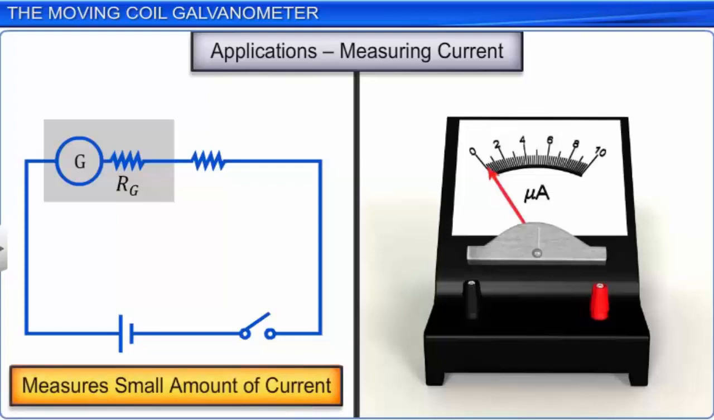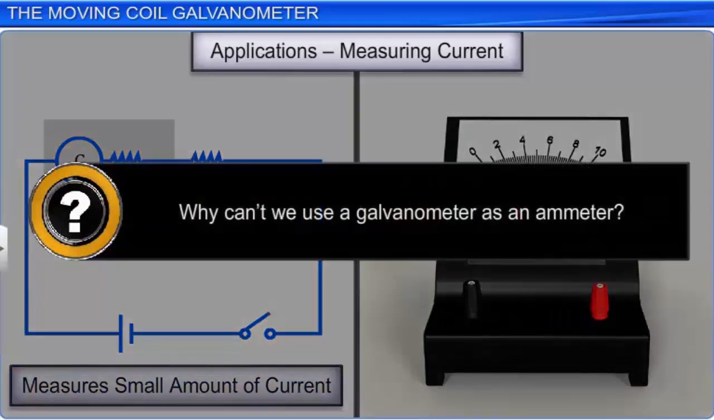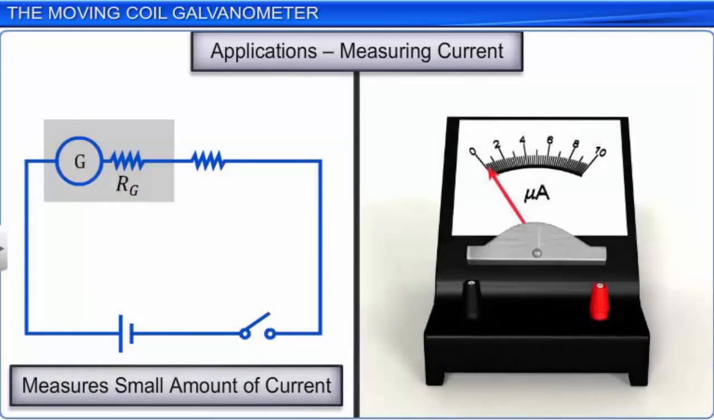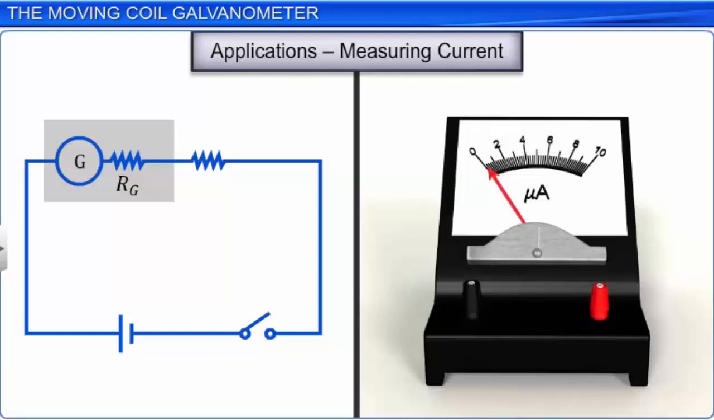Why can't we use a galvanometer as an ammeter? There are two reasons. The first is that the galvanometer is a highly sensitive device. The full-scale reading on the galvanometer is in the order of microamperes only. And the second is that, to measure the currents in electric circuits, the galvanometer has to be connected in series. Due to the resistance of the galvanometer, it can affect the value of current in the circuit when connected.